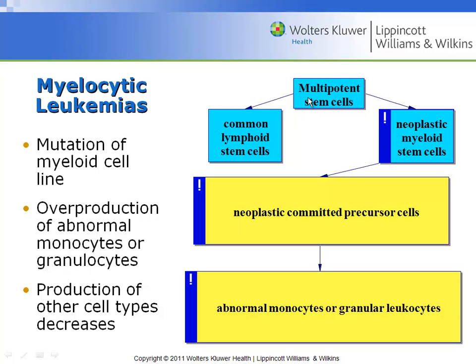So myelocytic, multipotent stem cell, they're showing you half of this. The next slide, they'll show you the other half. So neoplastic myeloid stem cells, neoplastic committed precursors, abnormal monocytes or granular leukocytes, because that's the pathway. Myeloid is the pathway to produce these. So mutation of myeloid cell line, an overproduction of abnormal monocytes or granulocytes. In addition, production of other cell types decreases. We're sending all our energy, nutrients, and all our work down this pathway. So we won't have enough of the other type of cells.